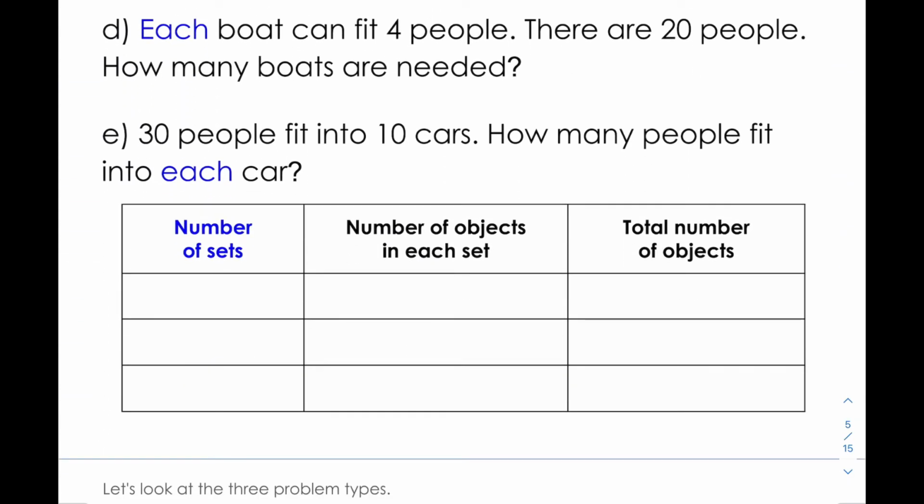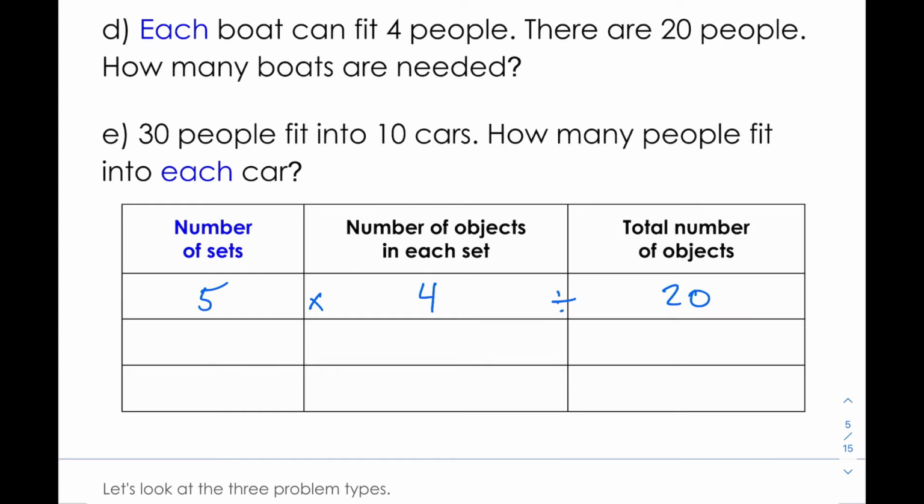Let's continue on. Each boat can fit 4 people. There are 20 people, so the total number of objects is 20. Each boat can fit 4, so we get a 4 in each set. We do a division here. We get 20 divided by 4 is equal to 5. Or if we go back the other way now, 5 times 4 is equal to 20.